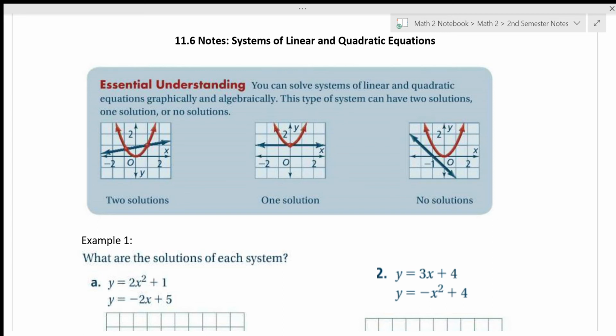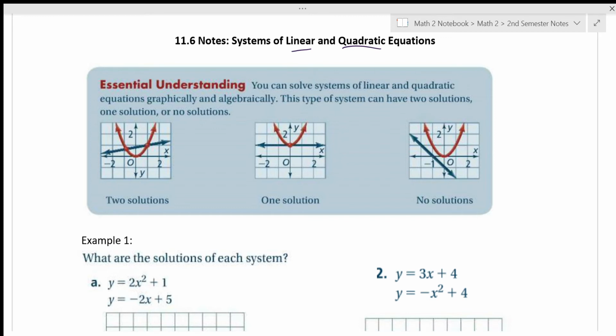Here's our 11.6 notes, systems of linear and quadratic equations. So we saw systems of equations before, but they were just systems of linear equations. Now what we're going to look at is how do we solve systems of linear and quadratic equations, where we have a system where one of them is linear and one of them is quadratic. So we're going to look at first on a graph what they look like.